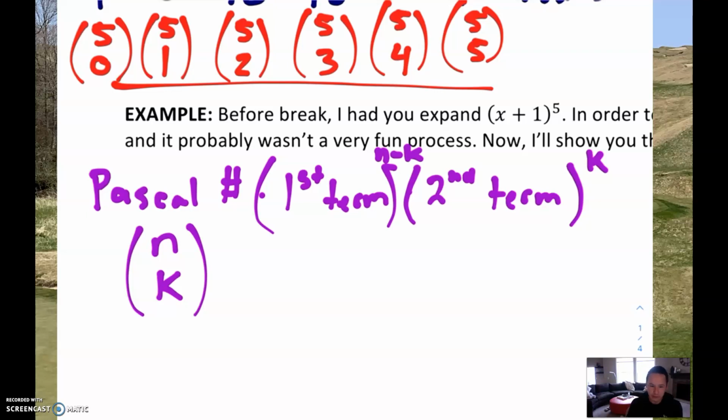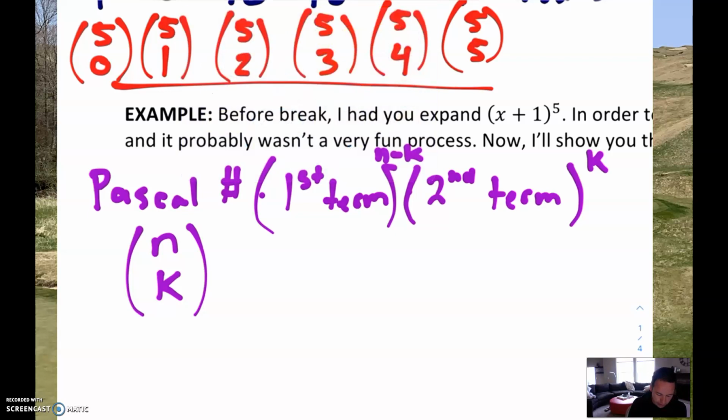So just to recap, you're going to take your Pascal number, get it from the triangle. You're going to multiply it by the first term, which is raised to an exponent, and by the second term, which is raised to an exponent. Let's probably do an example. That might help you out a little bit more.